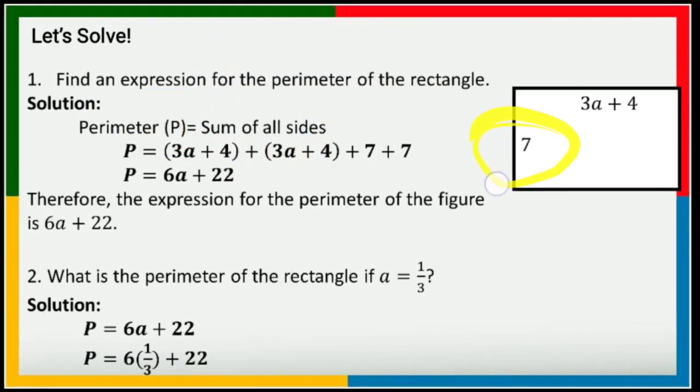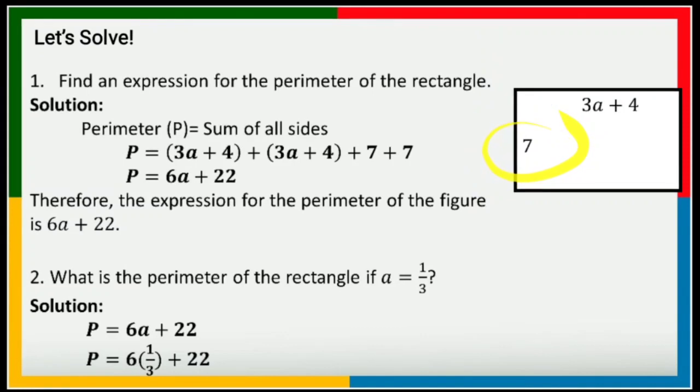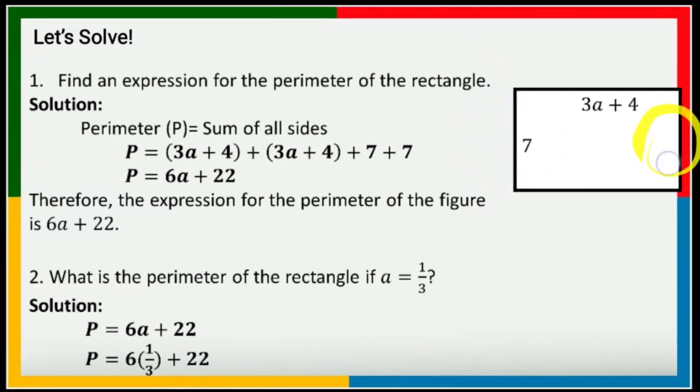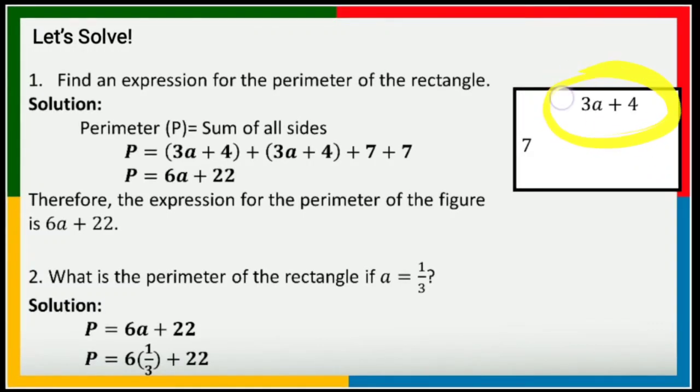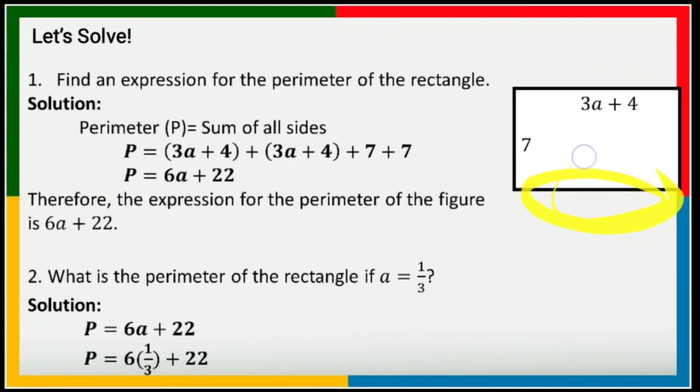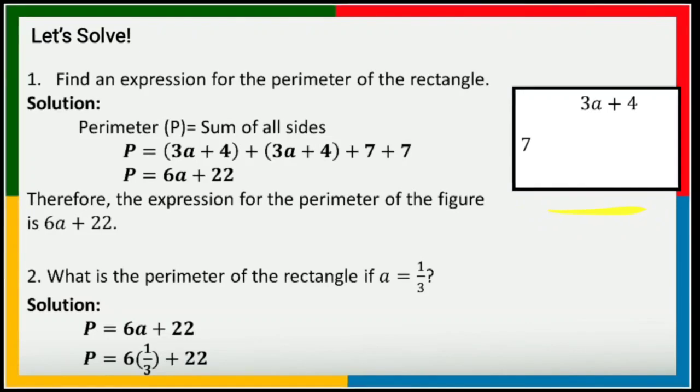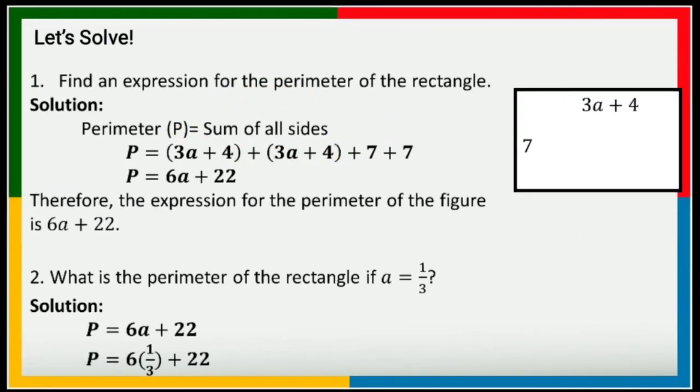As you can see, we have 7 here. Since it is a rectangle, we can say that the other side is also 7. Then here, 3a plus 4. Therefore, its opposite side, or this side, is equal to 3a plus 4. Since perimeter is the sum of all sides, we have to add all of these sides.